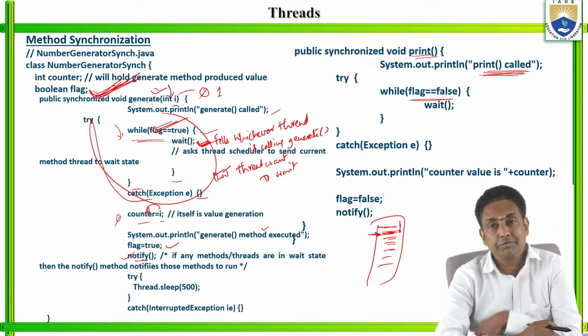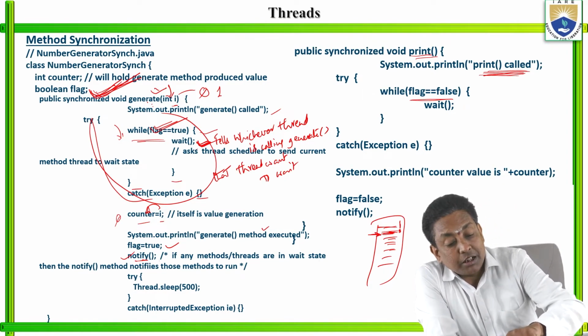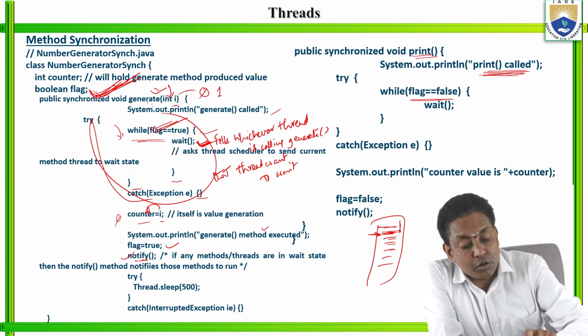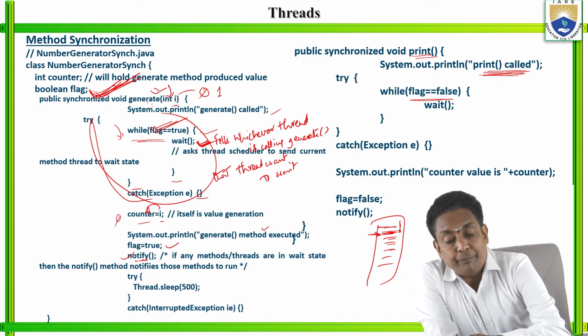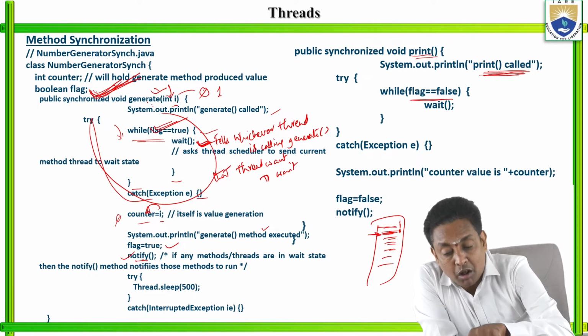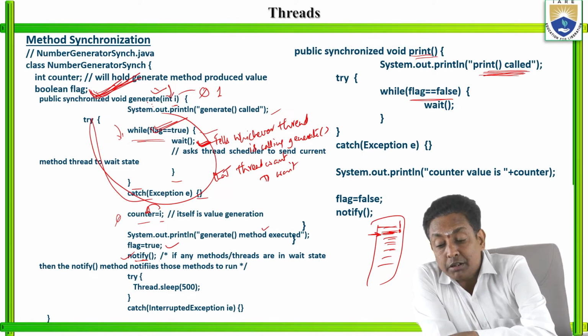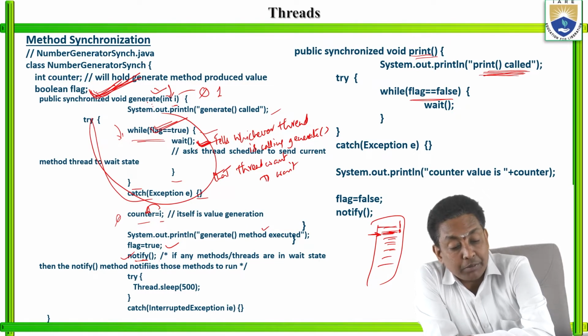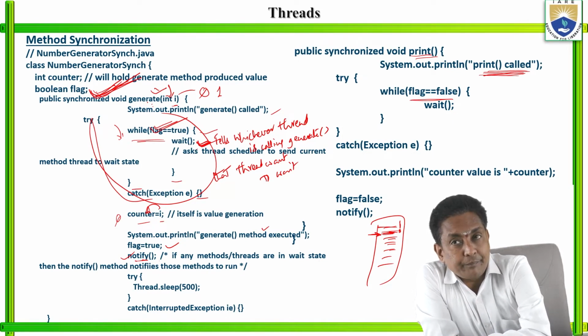Is the flag value false? What is the flag value? Last time, once the generate method execution completed, the flag value became true. Now this time the flag value is true. Because of true, control never enters into this block, this try block. What is the previous counter value? Previously sent value is 0. The previous counter variable value is 0, and that will be printed. Flag is equal to false.